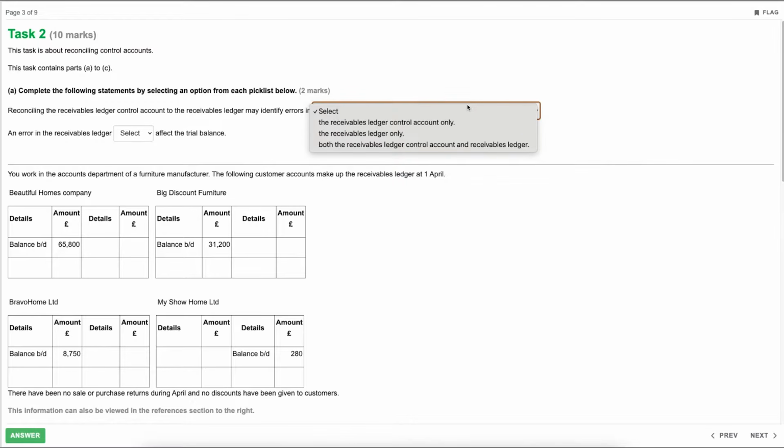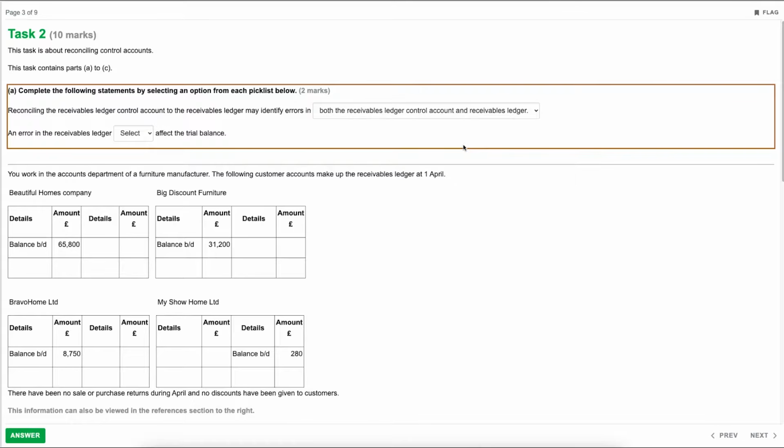Well, part of reconciling the receivables ledger control to the receivables ledger is basically identifying transactions on both of these accounts. So if there was an error or something missing, it would be identified in both the receivables ledger control and the receivables ledger. That is kind of the point of doing it in the first place, to identify the differences between the two. So that would be both the receivables ledger control and the receivables ledger.